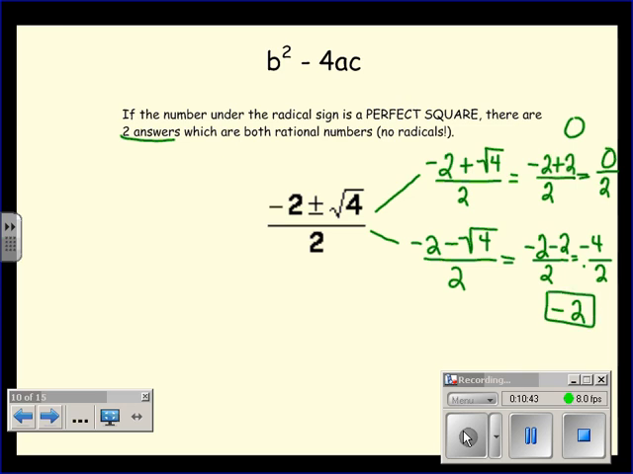So our solution, if we had an equation and we plugged these numbers into the quadratic formula, and we had a discriminant of 4 once we calculated that b squared minus 4ac, we're going to end up with two answers, and those two answers, after we finish the quadratic formula, will be 0 and negative 2.